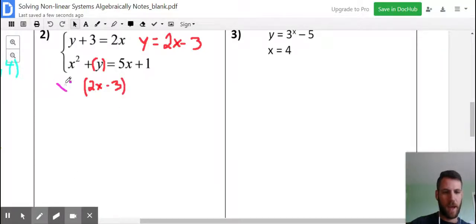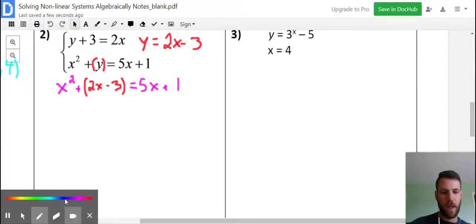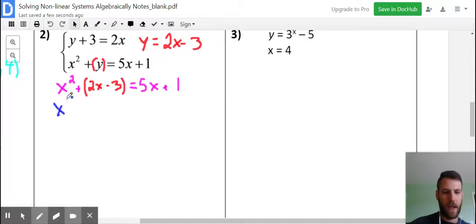So I would still have x squared plus the 2x minus 3 I put in, all equal to 5x plus 1. And now I'm just going to subtract the 5x and plus 1 and put that onto the left side. So that means that I would have an x squared minus 3x. I'm subtracting the 5x from this 2x. And then minus 4 equal to 0.